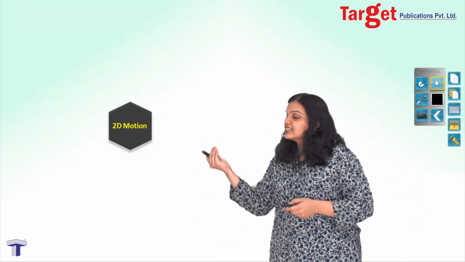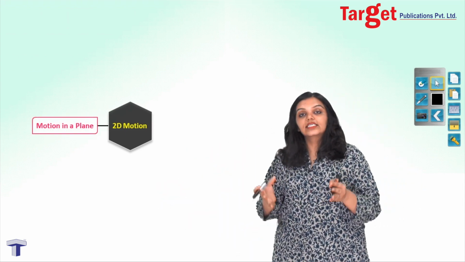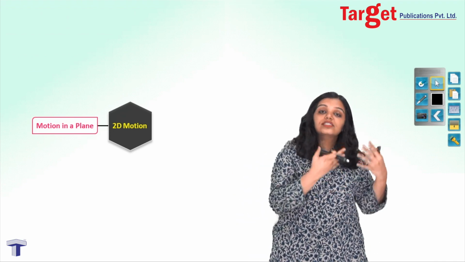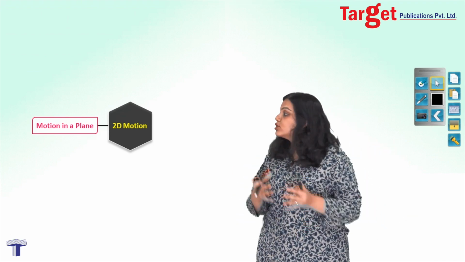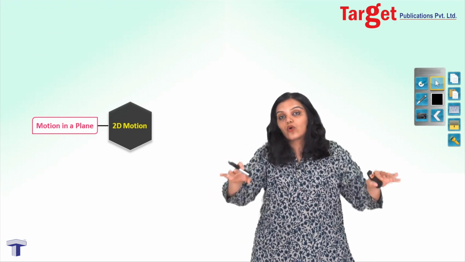We begin with the first idea of 2D motion, that is of motion in a plane. Now this idea comes from the fact that when you had motion in 1 dimension, you looked at motion in a straight line. When you are looking at motion in 2 dimensions, what you are looking at is a motion in a plane, that is motion on a surface.